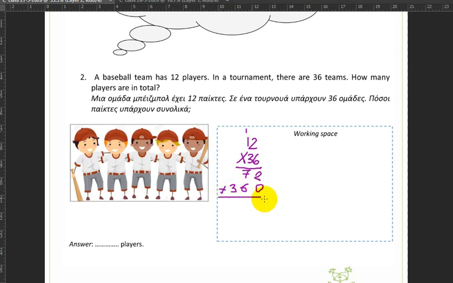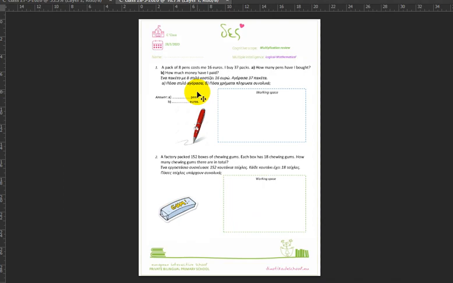And I add 2 and 0 makes 2. 7 and 6 makes 13. I write 3 and carry 1. 1 and 3 makes 4. So my answer here is 432 players. Moving on.